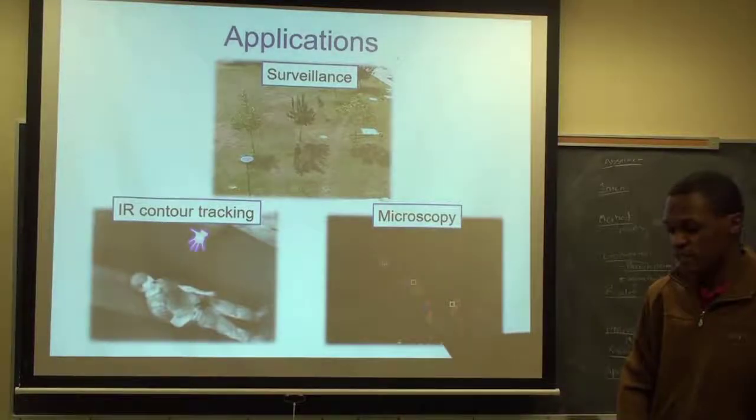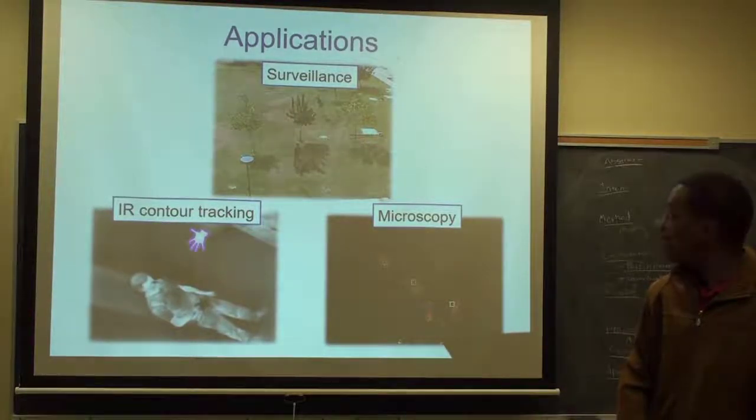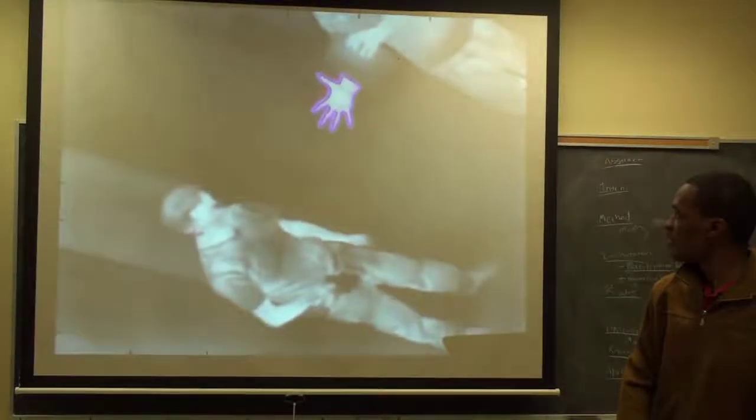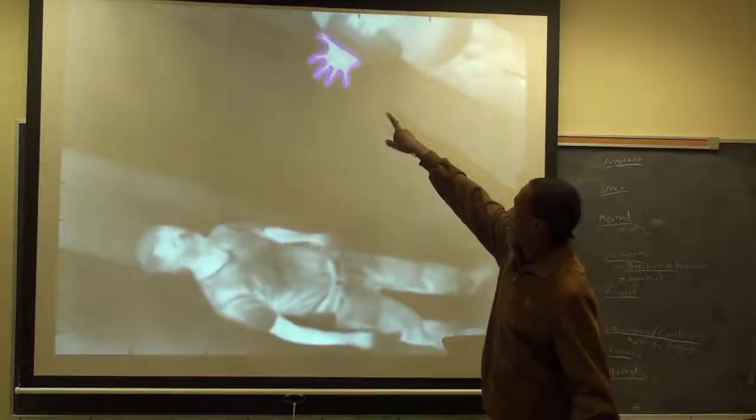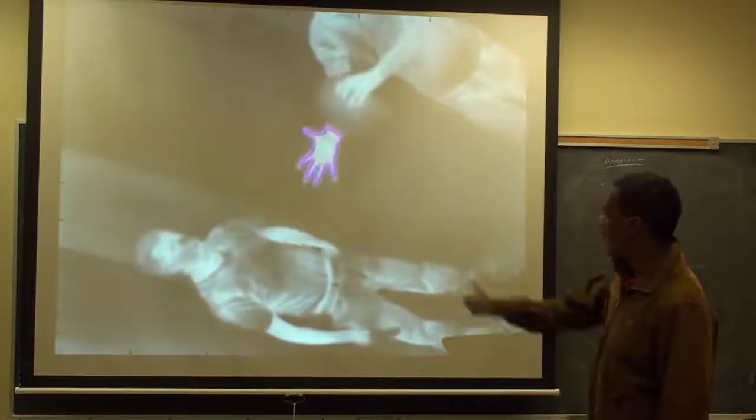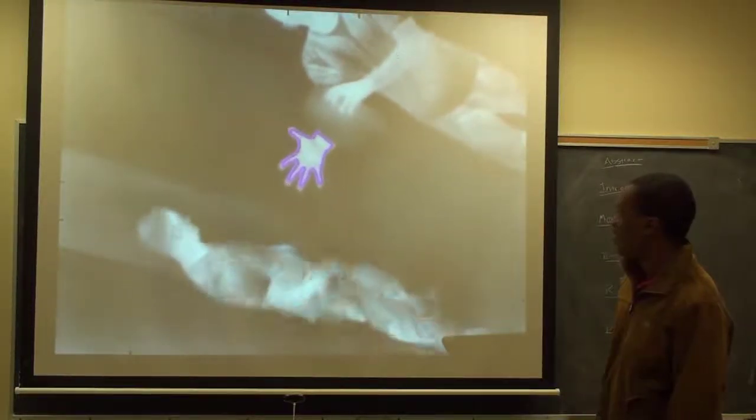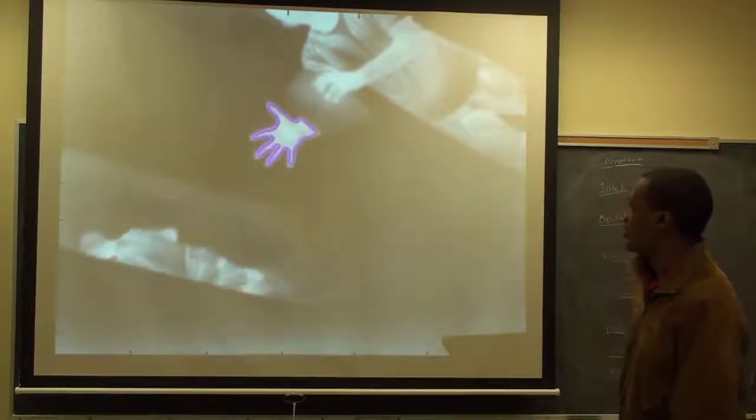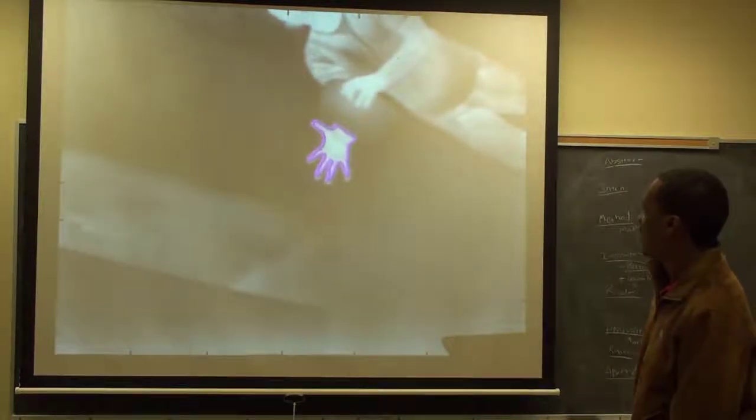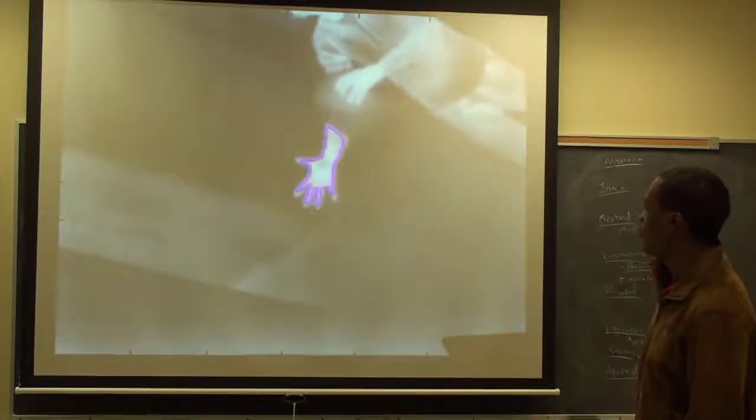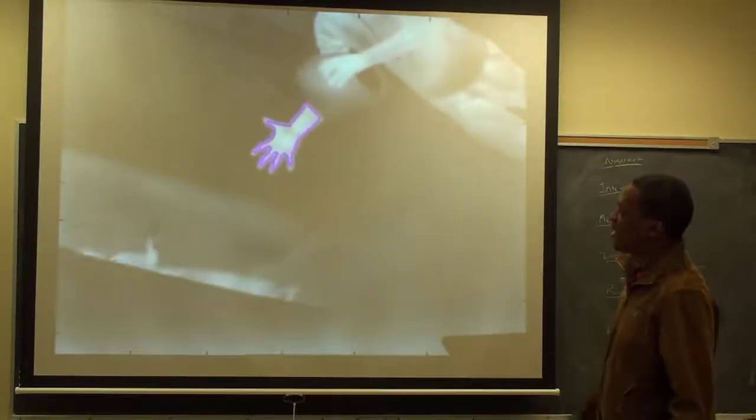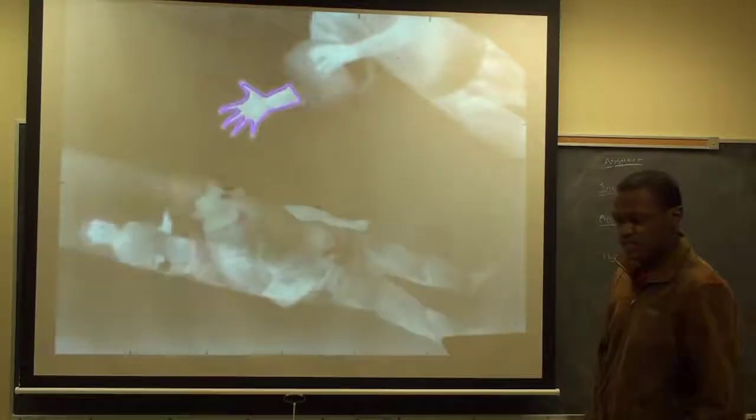So here we have some examples. Here we see a contour of the hand being tracked, unlike all the other features. In this video all the other sections are being ignored, and as the video keeps looping, the algorithm is able to update and stay with the target object.